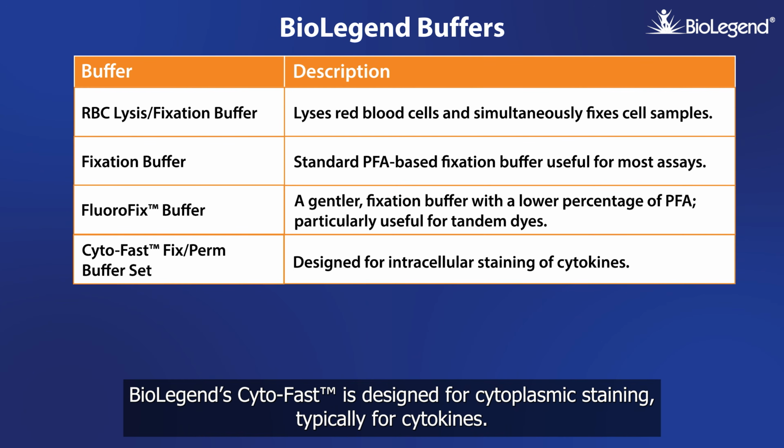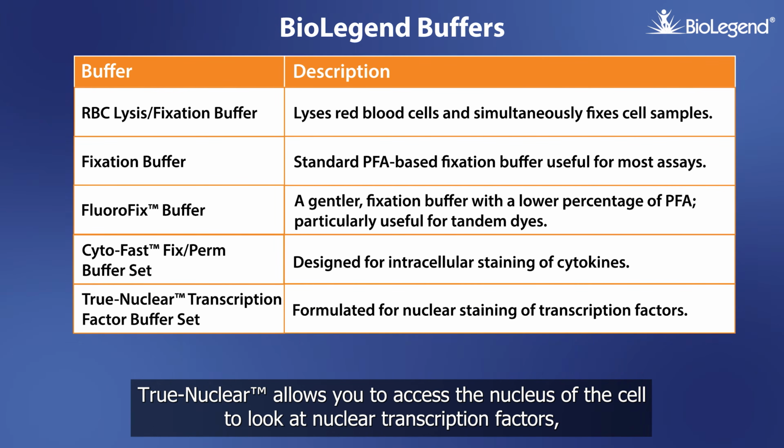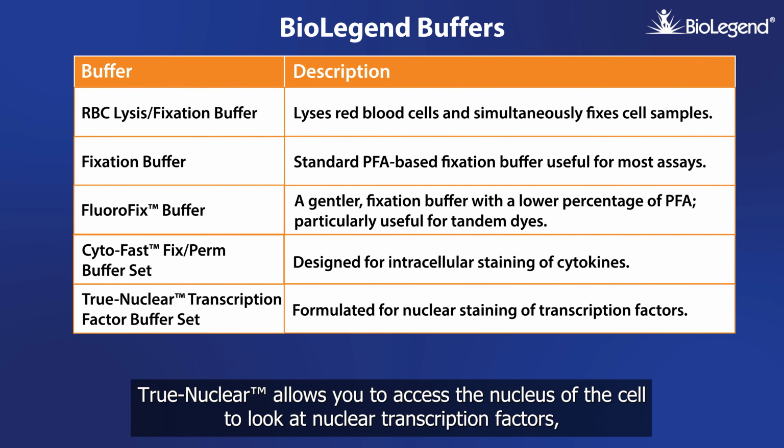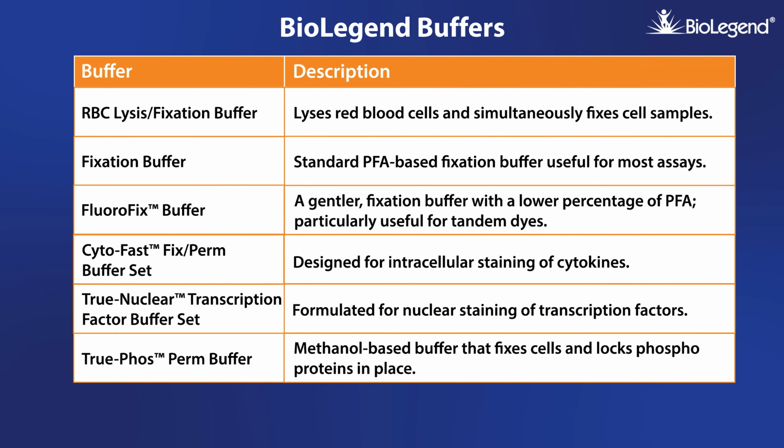BioLegend CytoFast is designed for cytoplasmic staining, typically for cytokines. True Nuclear allows you to access the nucleus of the cell to look at nuclear transcription factors. And True Phos Buffer allows you to study phosphoepitopes in intracellular signaling networks.